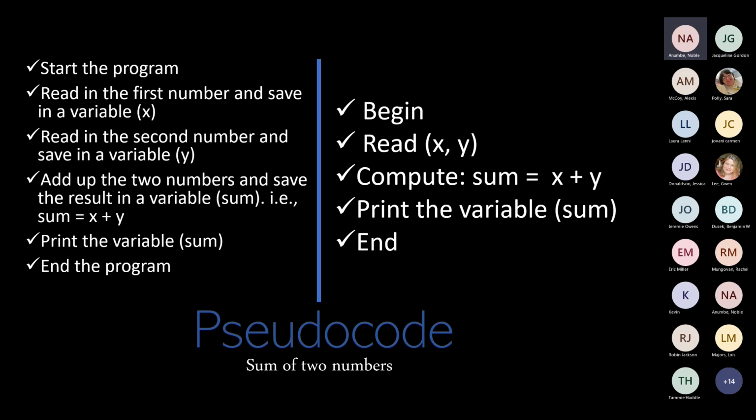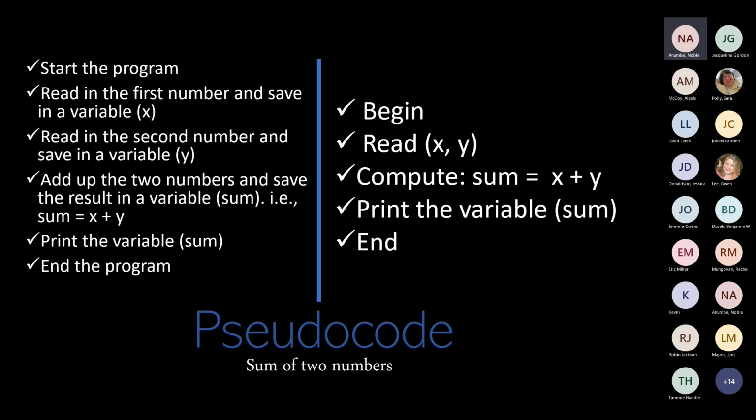So this is a set of instructions that can actually help you sum up two numbers, right? You have two numbers in mind, and you're trying to sum those two numbers or add them up. So what would be a set of reasonable instructions that I can use to sum up these numbers? I'll say start the program.